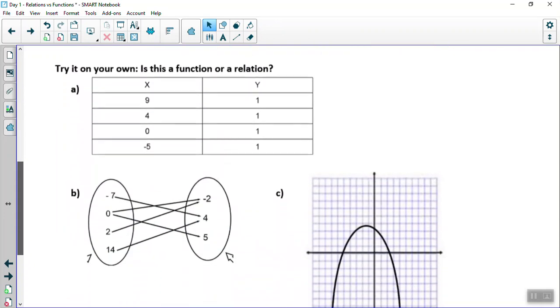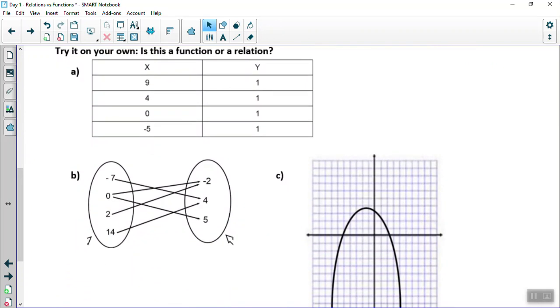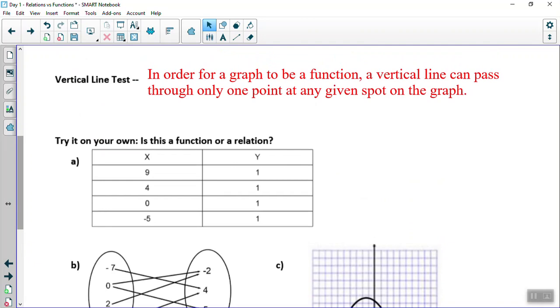All right, so I want you to go ahead and try on your own. Here are some more examples. We have a table, a mapping, and a graph. I want you to determine if each one is a function or a relation. They're all going to be relations, but if it's specifically a function, then we call it a function. If it's not a function, then we say it's just a relation. And this is the end of the video, so you can go ahead and stop the video now.